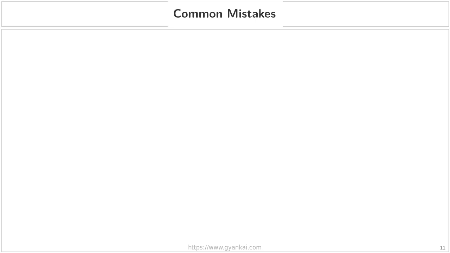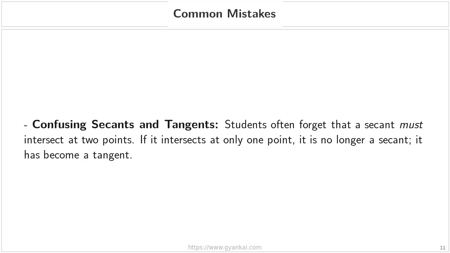Common mistakes. First, be careful not to confuse secants and tangents. It sounds simple, but remember the fundamental definition we discussed at the very beginning. A secant must intersect the circle at exactly 2 distinct points. If that line moves so far that it only touches the circle at one single point, it has officially ceased to be a secant and has transformed into a tangent. Don't let that distinction slip in your proofs.